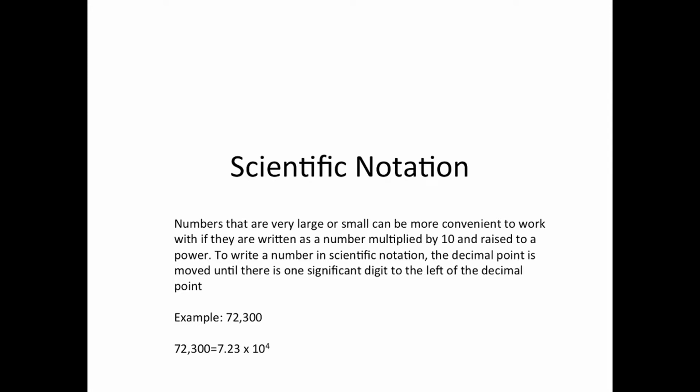Numbers that are very large or small are more convenient to work with if they're written as a number multiplied by 10 raised to a power. To write a number in scientific notation, the decimal point is moved until there's one significant digit to the left of the decimal. In the example, 72,300, we move that decimal so there's one significant digit to the left, and it becomes 7.23 times 10 to the fourth.